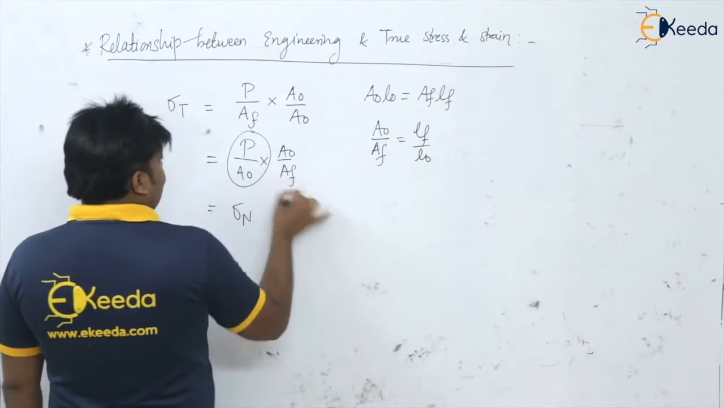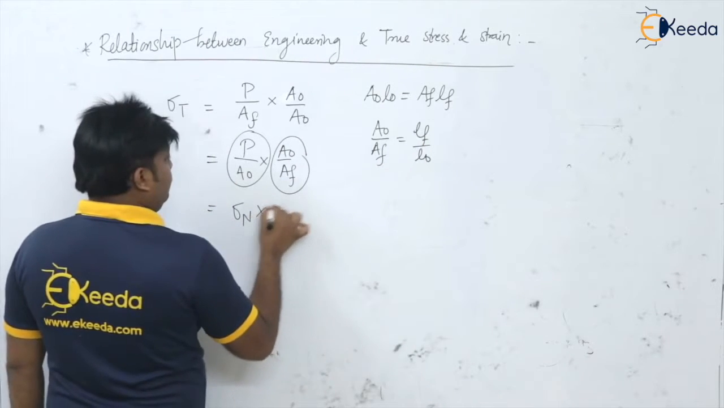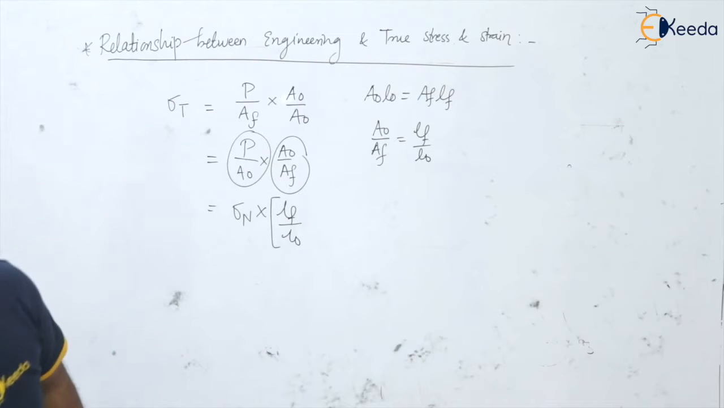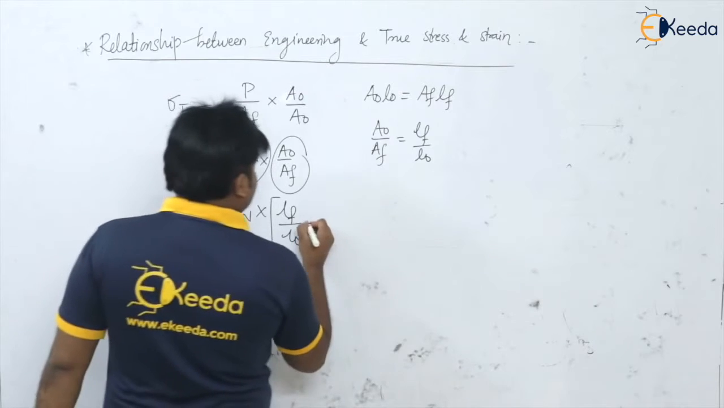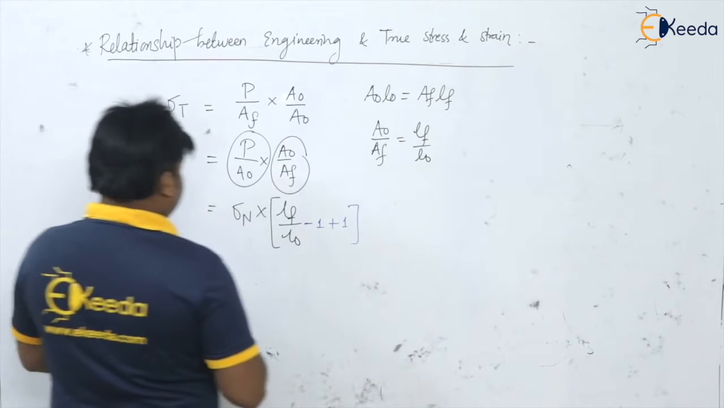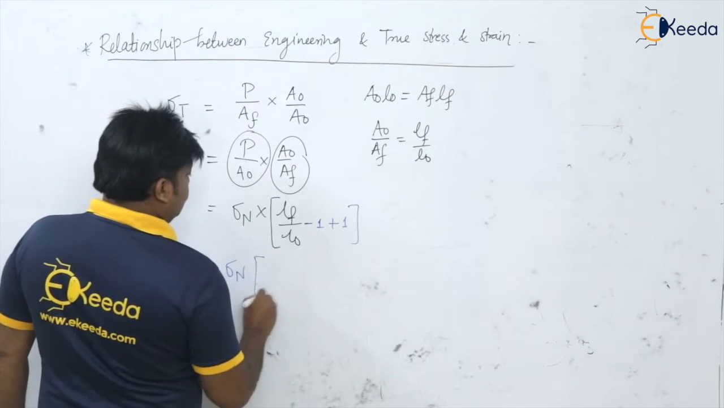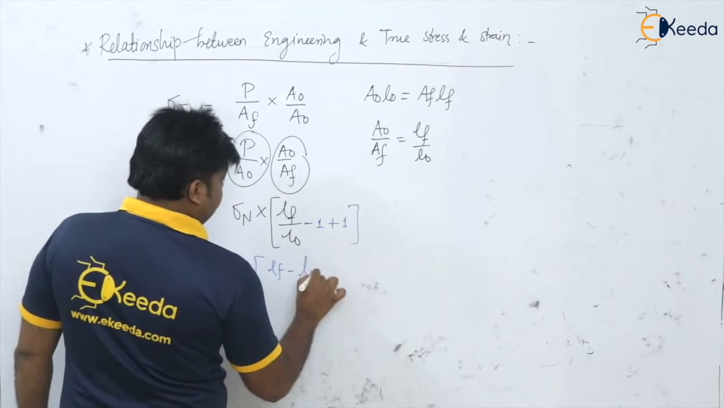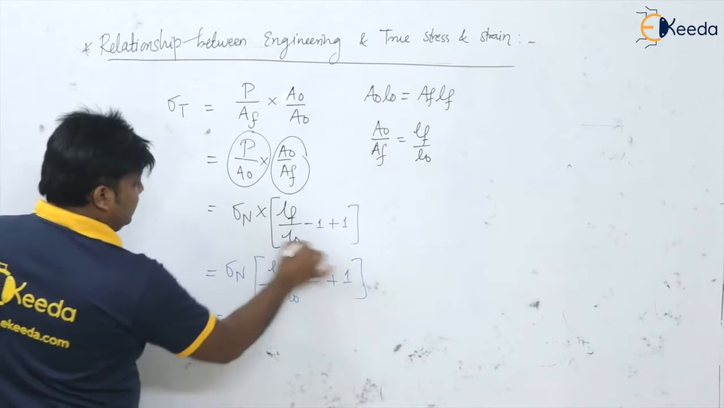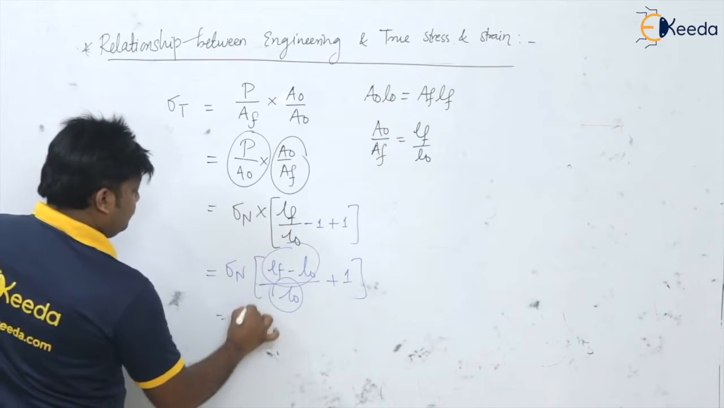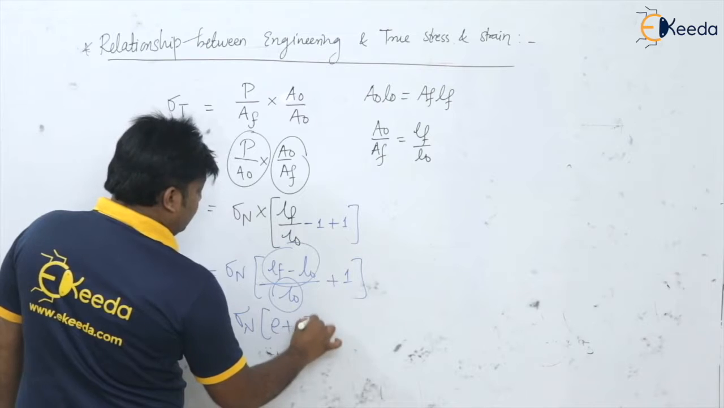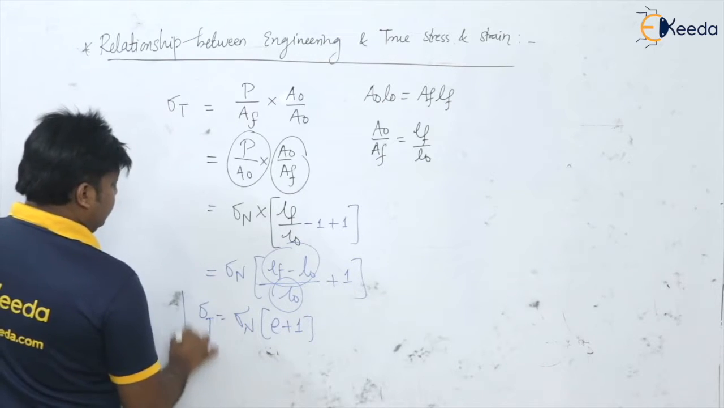We have seen this. So instead of this, I can write L final divided by L original. Now, from this, suppose I subtract one and add one, what will happen? Nothing will happen. But I can write sigma n into (L final minus L original) divided by L original plus 1. What is this change in length divided by original length? It is nothing but our engineering strain E plus 1. This is our sigma T, very important.